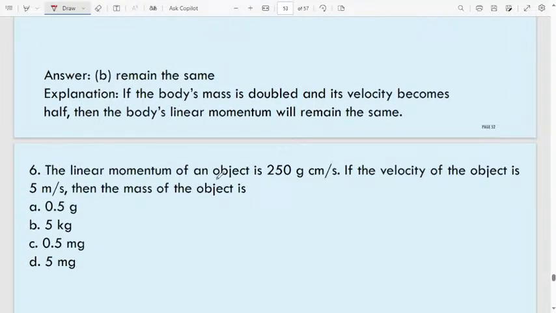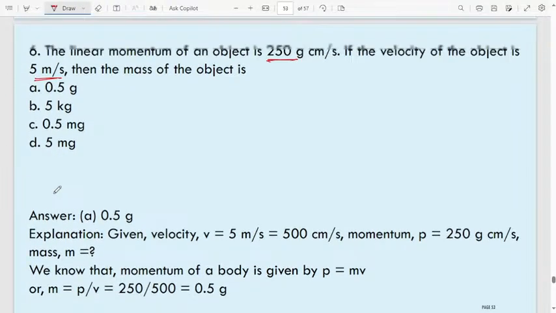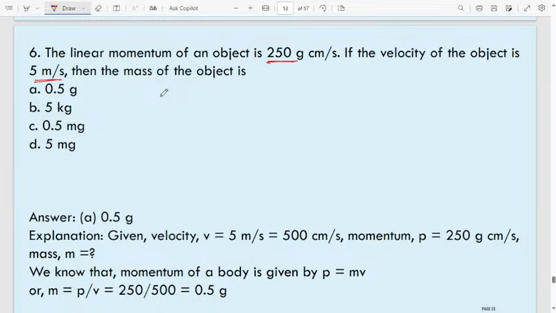Linear momentum of an object is 250 gram centimeter per second. If the velocity of the object is 5 meter per second, then what is the mass of the object? Consider velocity, it will be 5 meter per second. Then linear momentum, P, it will be 250 gram centimeter per second.